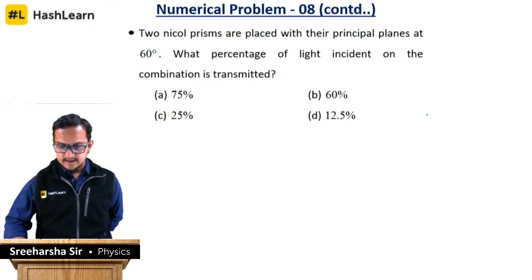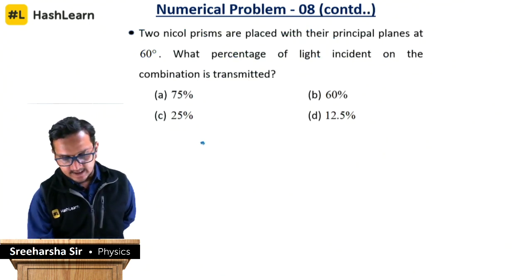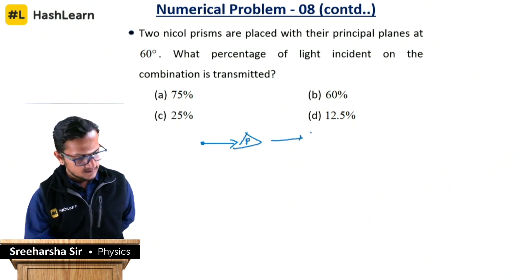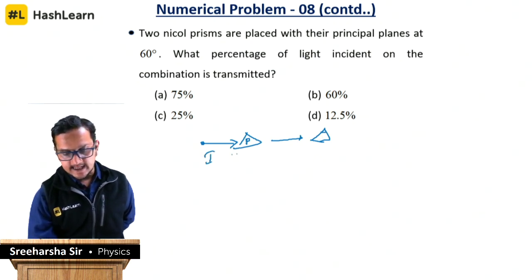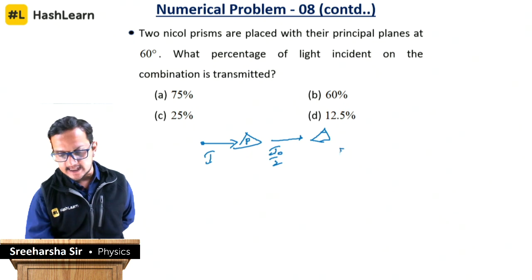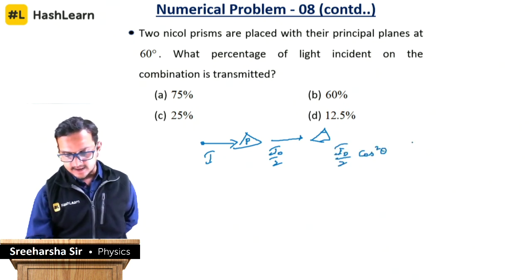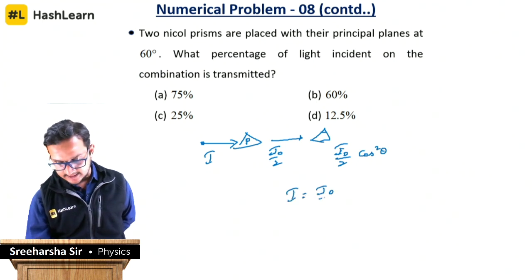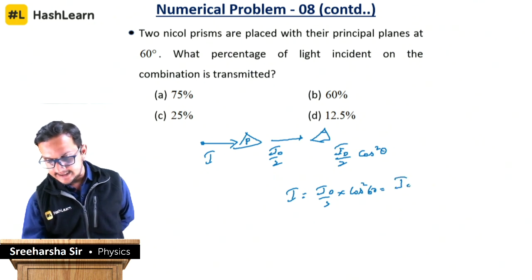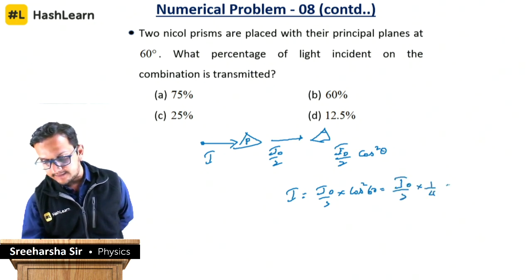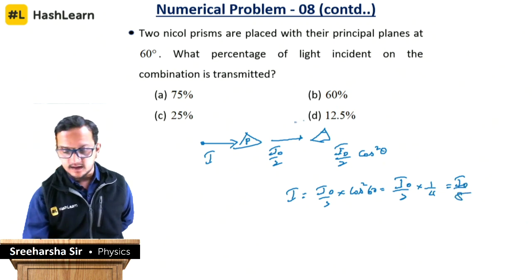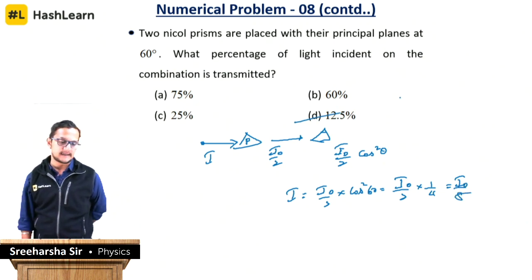In the first case, you have the unpolarized light and you have a prism and another prism such that the angle between them is 60 degrees. So here it is I, it will become I naught by 2. Here it is I naught by 2 cos square theta. So if you take that into consideration, you have I is equal to I naught by 2 into cos square 60, which is equal to I naught by 2 into 1/4, which is equal to I naught by 8. So the answer is 12.5%.